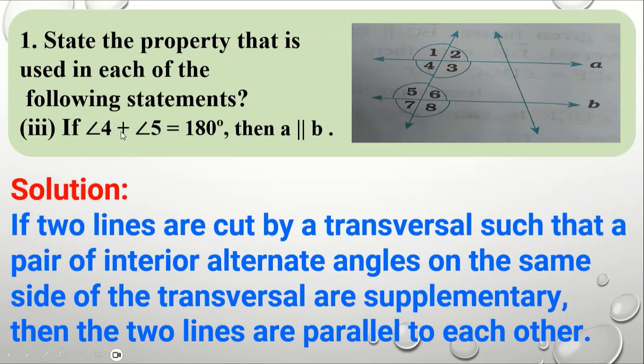Next, if angle 4 plus angle 5 equals 180 degrees, then a is parallel to b. If two lines are cut by a transversal such that a pair of interior angles on the same side of the transversal are supplementary, then the two lines are parallel to each other. So if 4 and 5 are supplementary angles, then a and b are parallel lines.